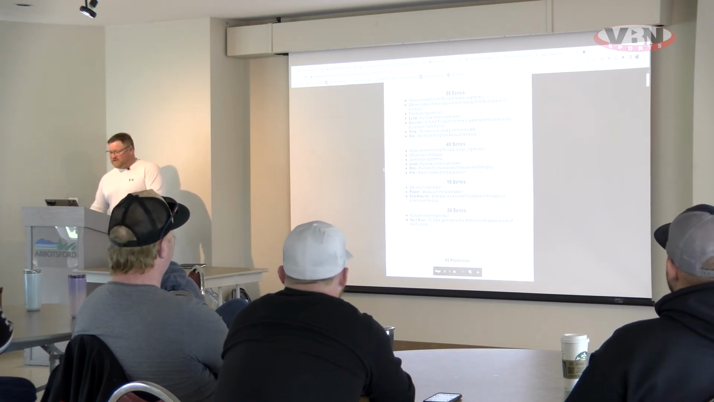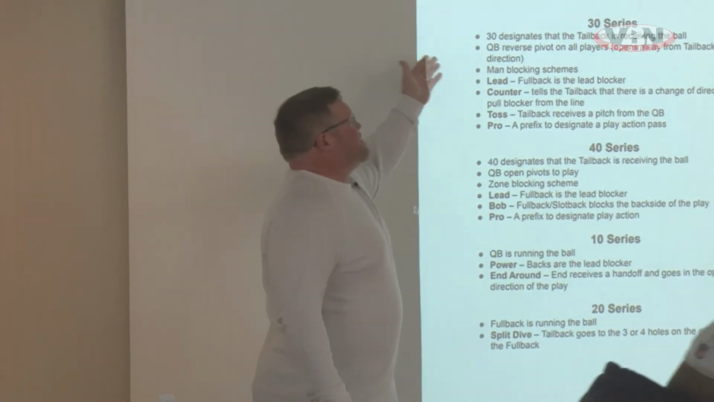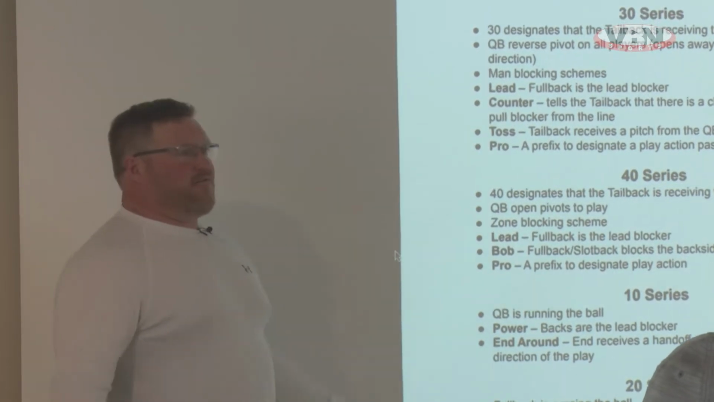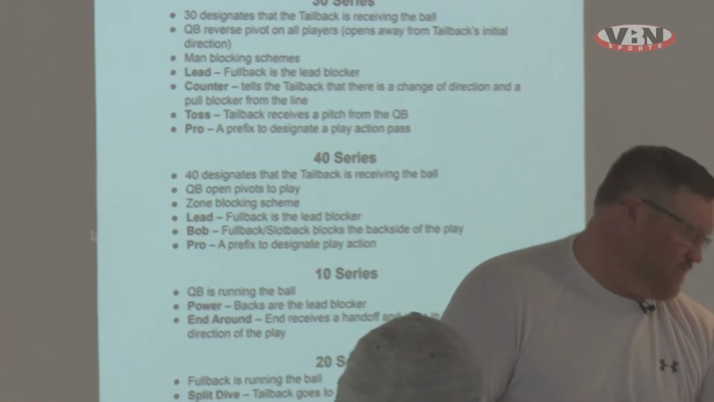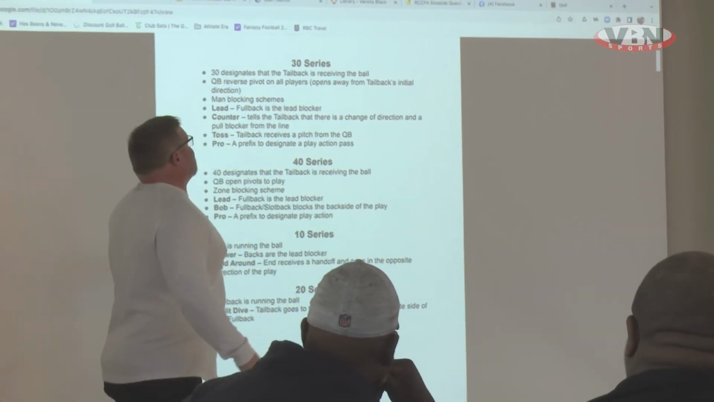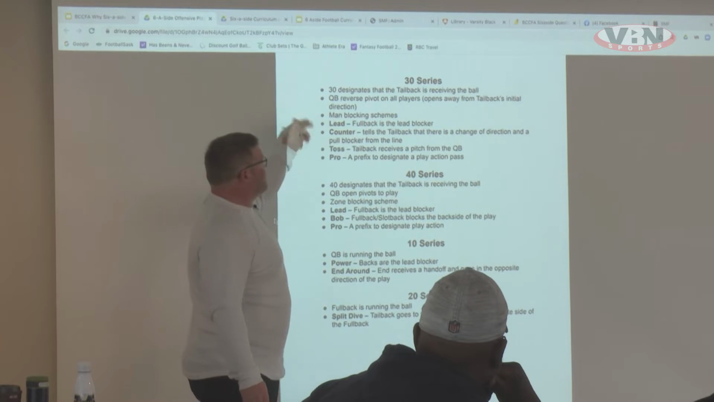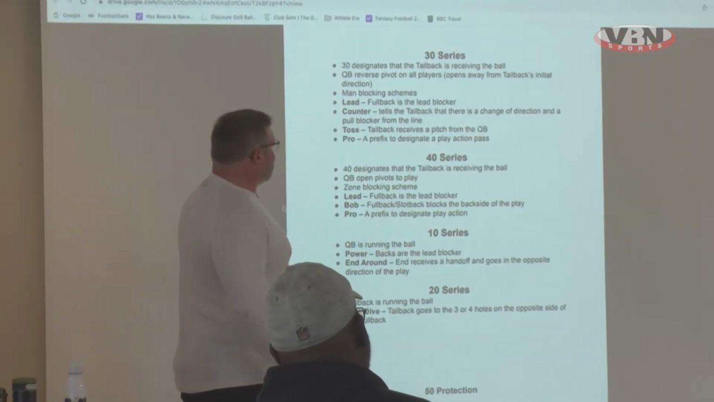So this kind of explains what's going on. 30 series designates that the tailback is receiving the ball. On 30 series, the quarterback reverse pivots out of it. So again, quarterback is always reverse pivoting if you're running to the 2, 4, 6 hole, and opens away from tailback's initial direction. Lead, the fullback is a lead blocker. Counter tells the tailback there's a change of direction and a pull blocker from the line.